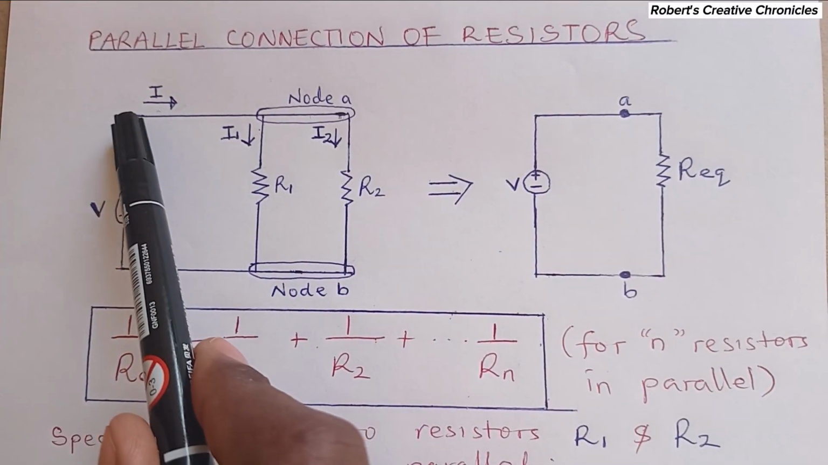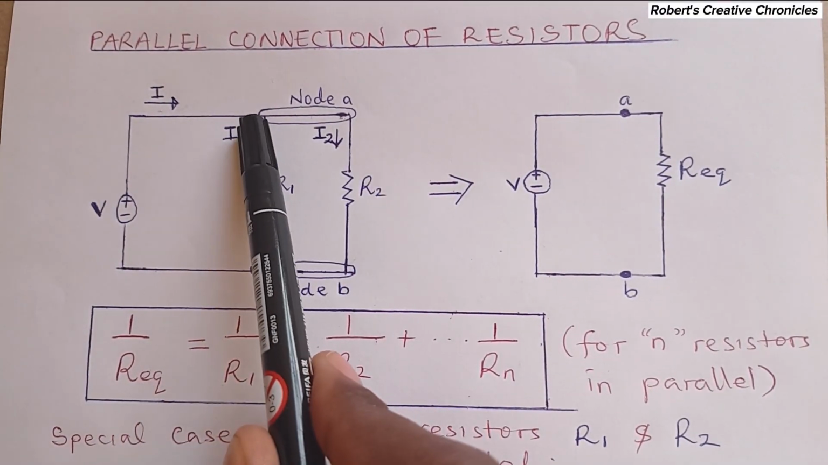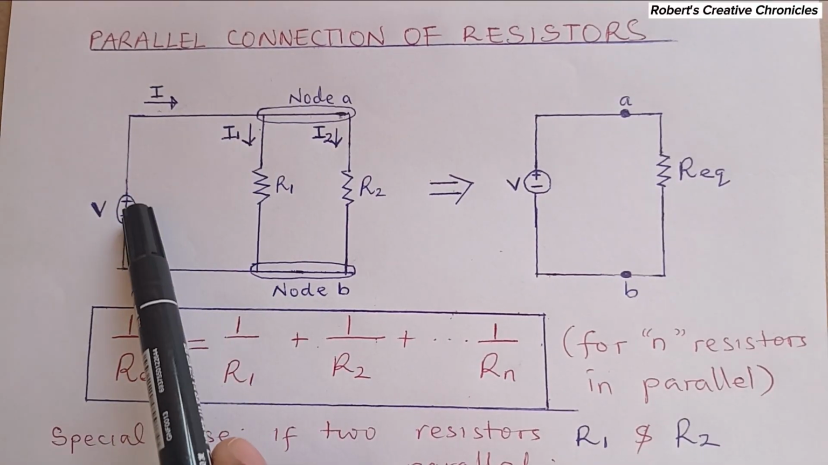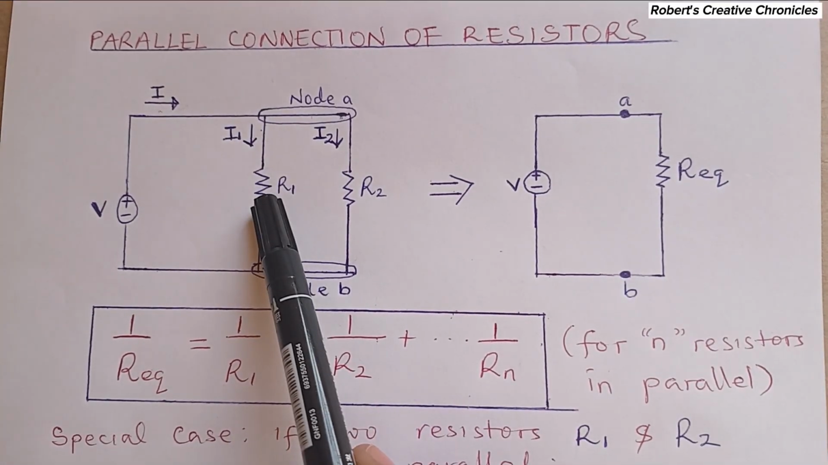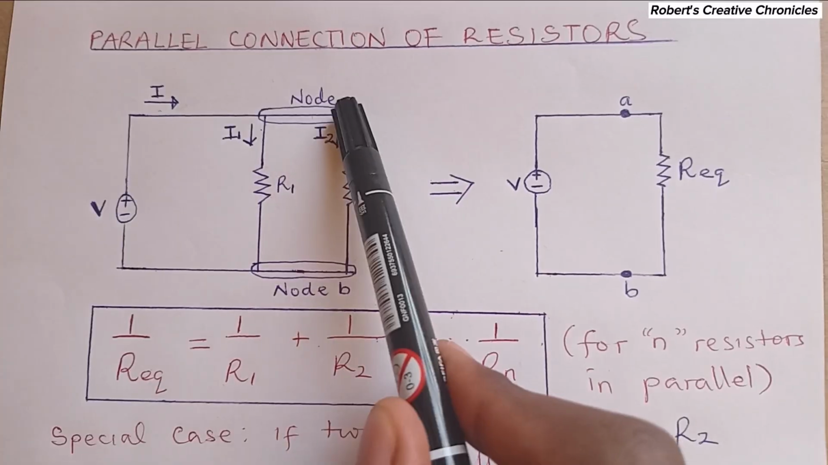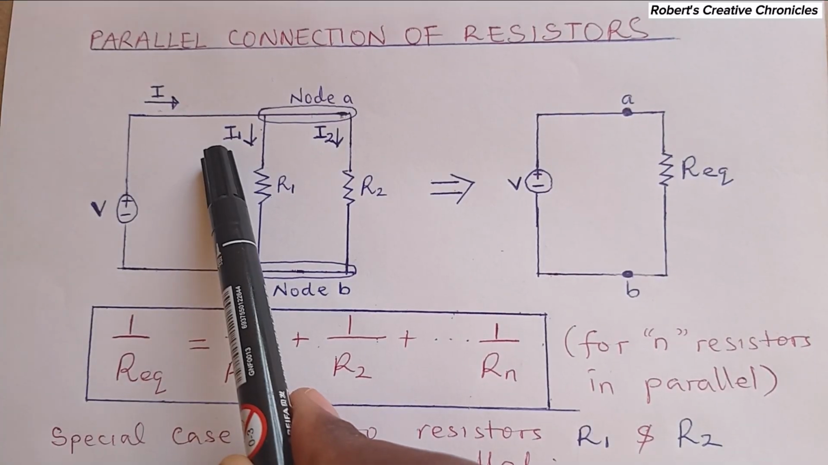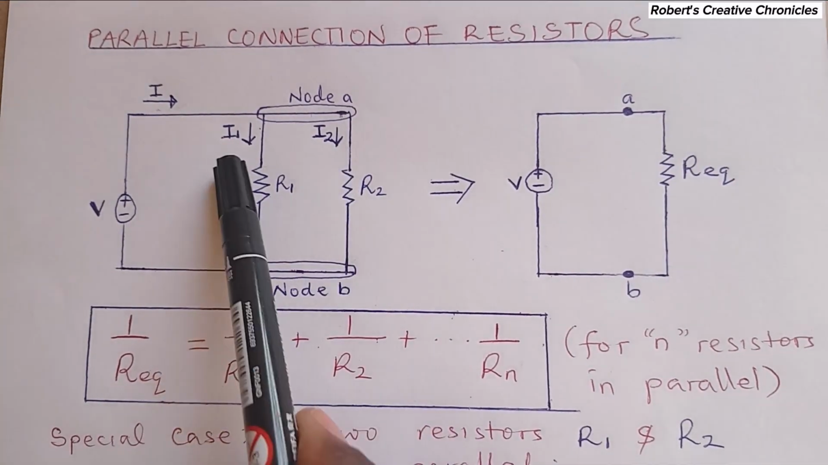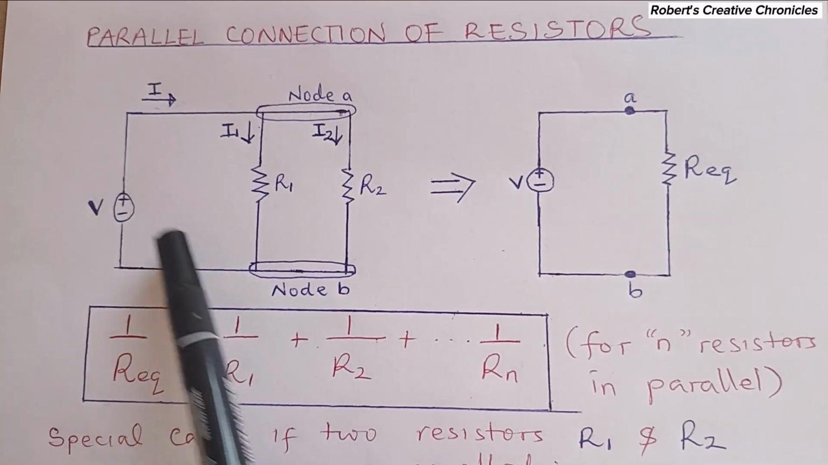In this case, the current I will split at this junction when it comes here. When the current moves from this voltage source and comes to this point, it will split into two. One will go here and the other one will come here. Hence, they are represented by I1 and I2. So in this case, I1 plus I2 will give you I.